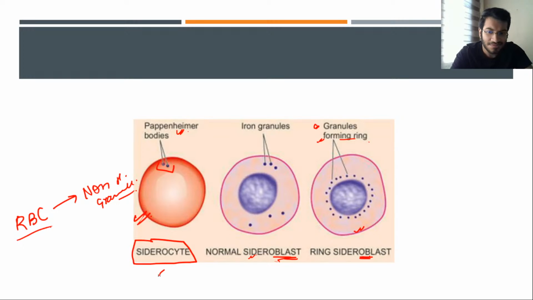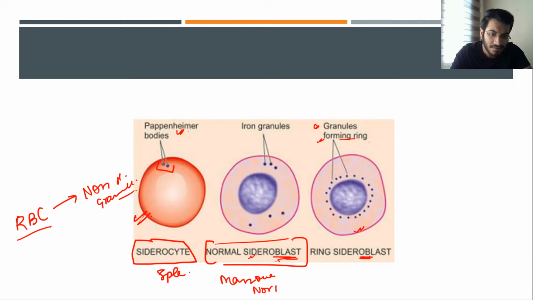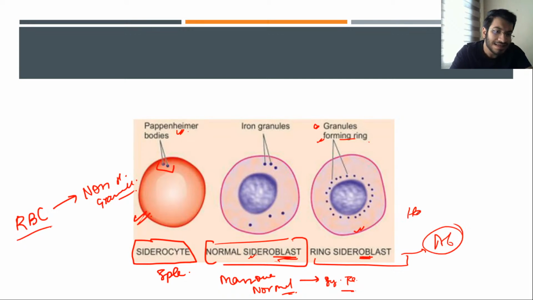Siderocyte, splenectomy. Normal sideroblast in the marrow, and it is normal, right, when you are having sufficient sources of iron. Ring sideroblast is abnormal because in this heme is not formed, all the iron is here.